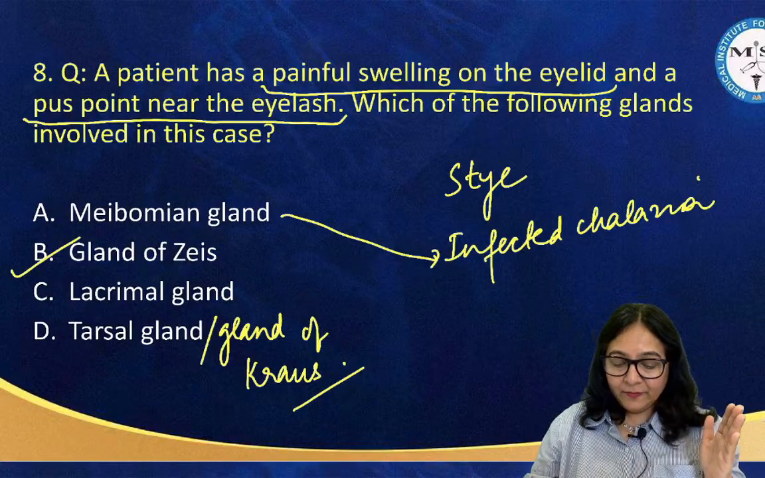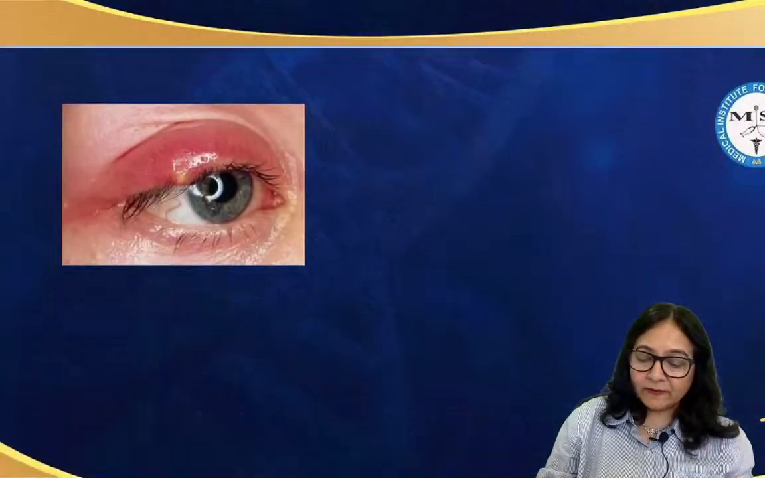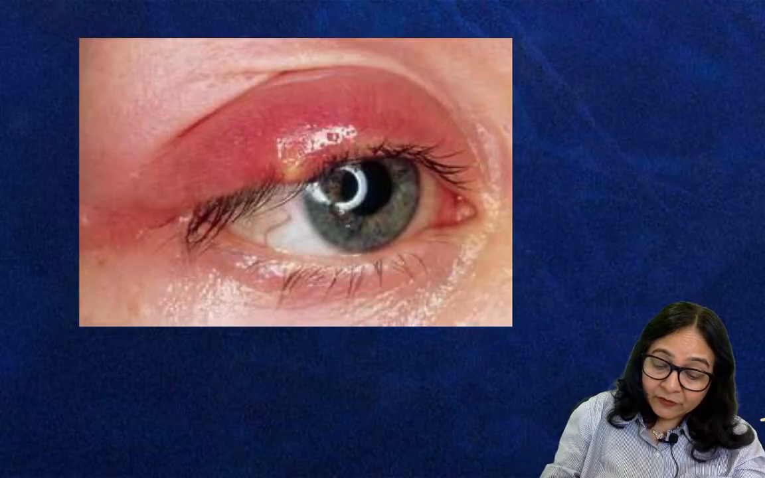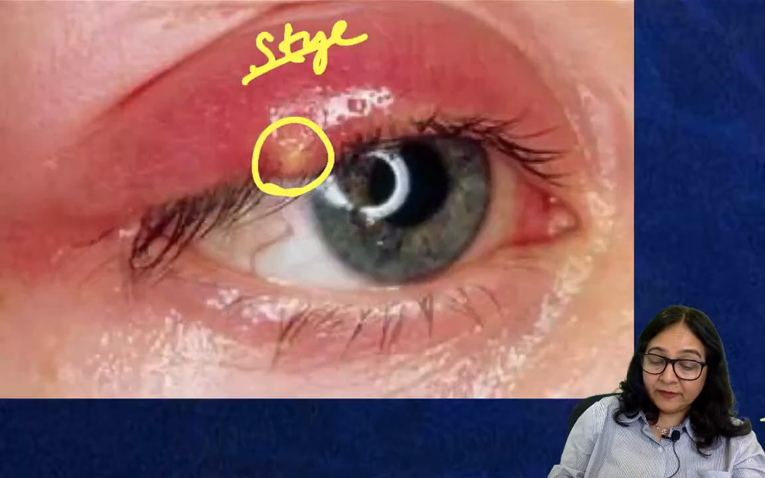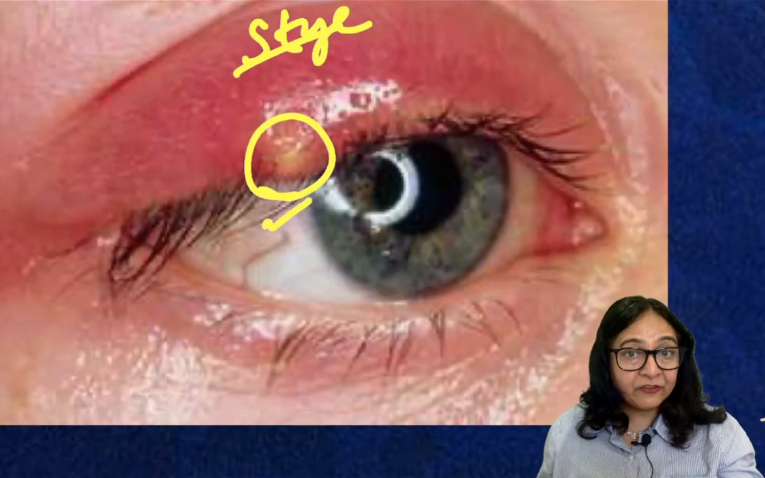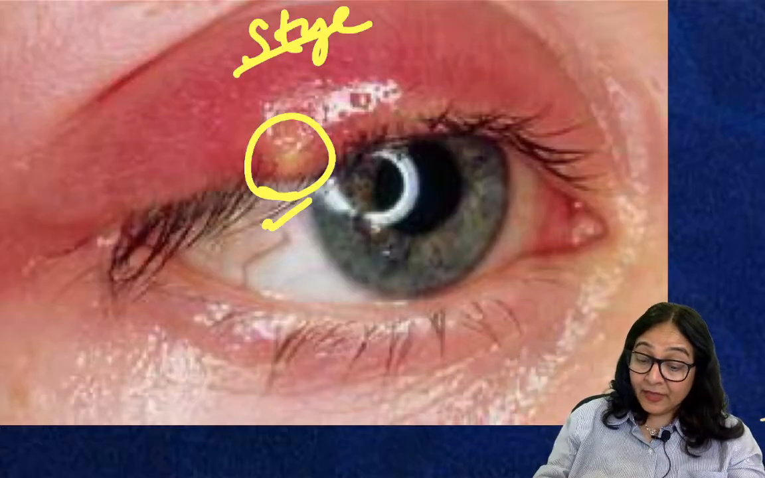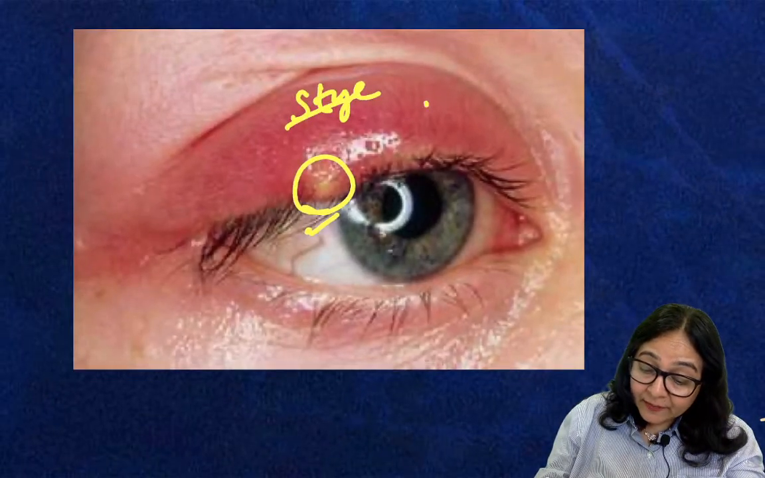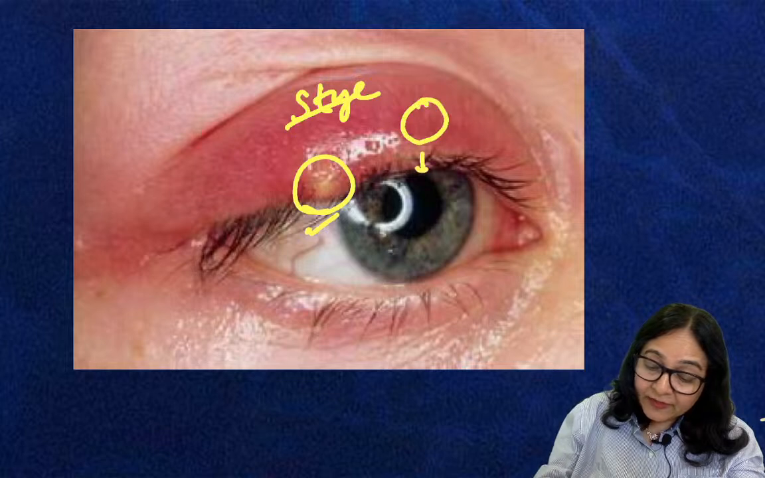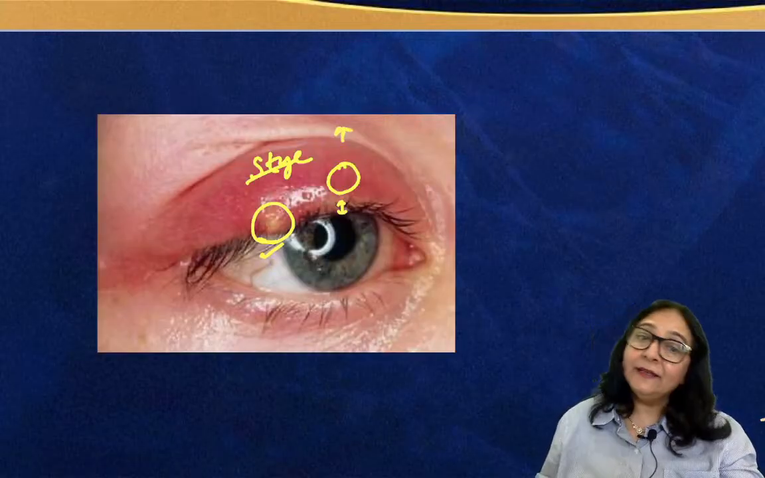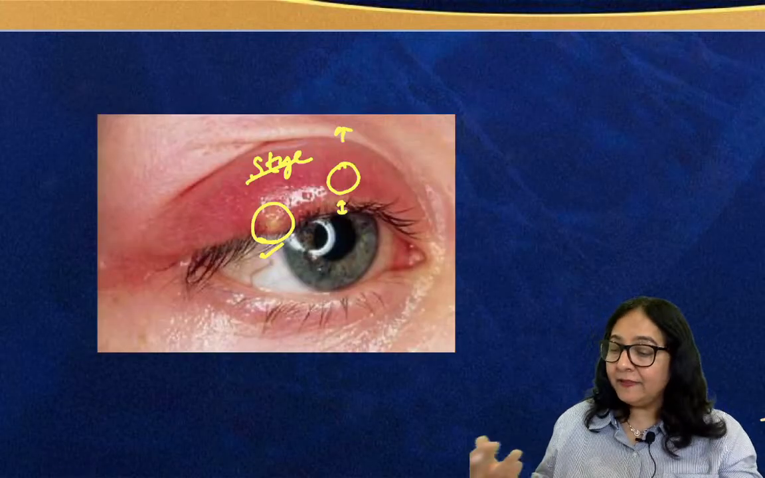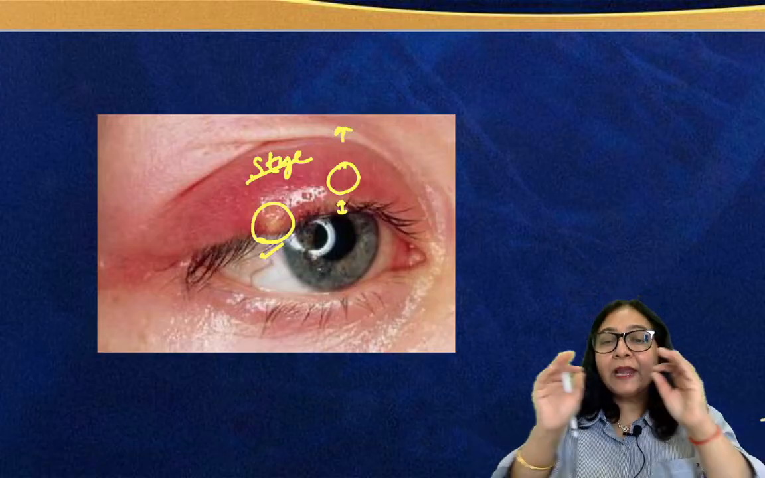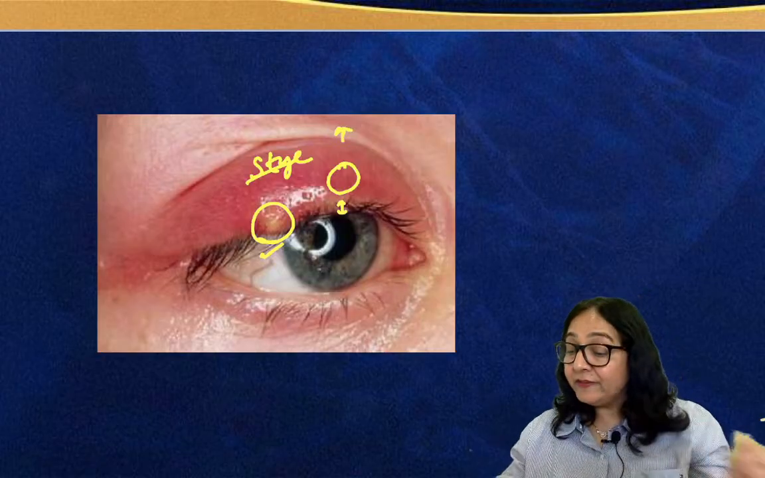So the answer depends on whether the question statement was talking about a swelling like this, where the swelling is, as you see, at the lid margin. You can also see a pus point there. You can see it is close to the eyelashes. Then it is gland of Zeis. If the swelling is between the lid margin and the eyebrows, and it was a painless swelling, then the gland becomes meibomian gland, and they are talking about chalazion. So chalazion-like presentation is seen in sebaceous cell carcinoma.